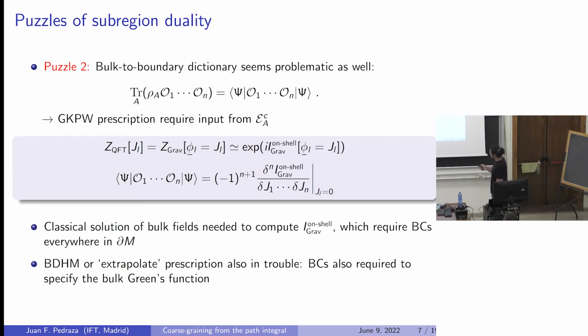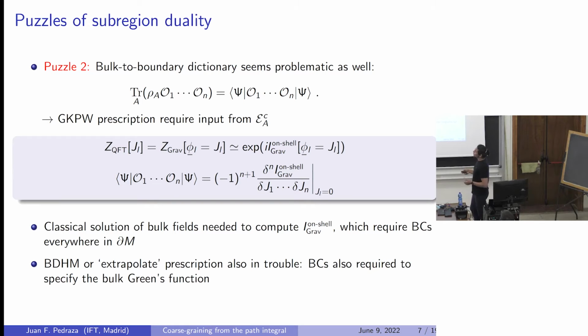The second puzzle is the one that we pointed out in our paper. I was telling you about going from the CFT into the bulk. Now, if you go the other way around, from the bulk to the boundary, then there is also a puzzle that arises. The puzzle is that if you try to compute a correlator, say a 2-point function or an n-point function, in principle, the reduced density matrix should be enough to compute such correlators, provided that the insertion points are within the region, right?